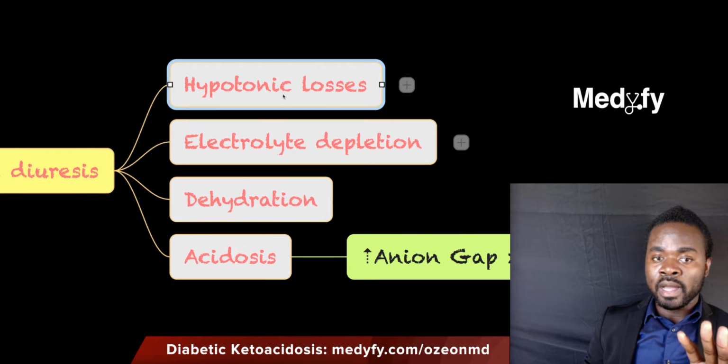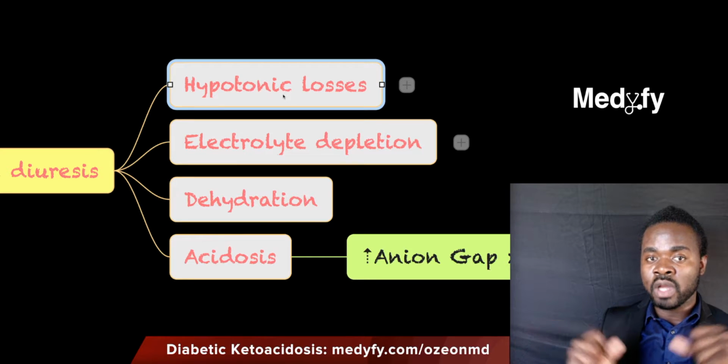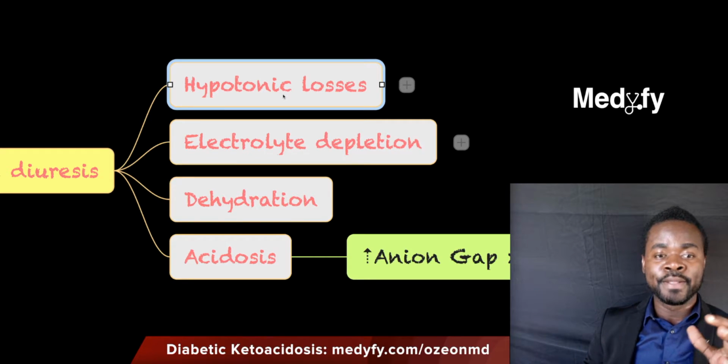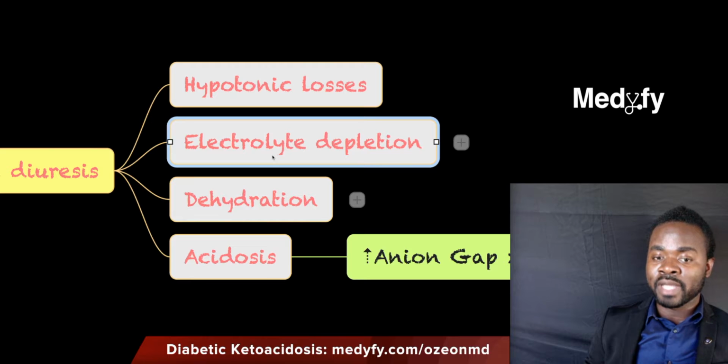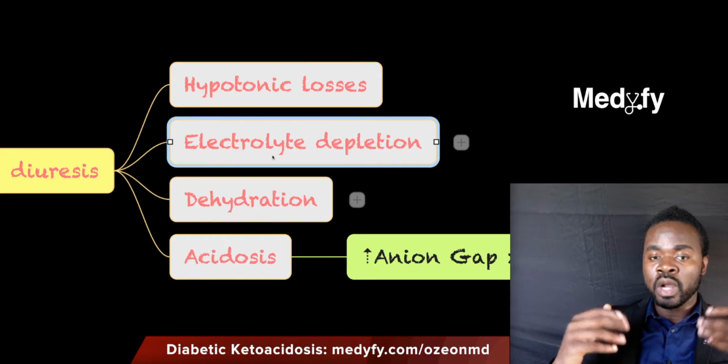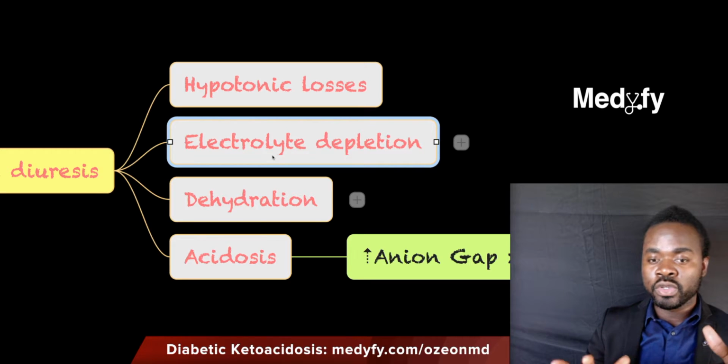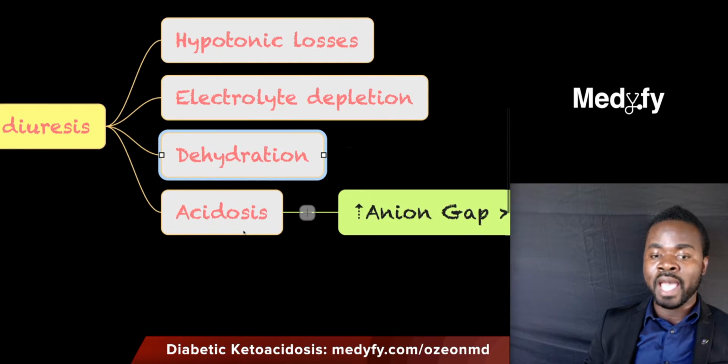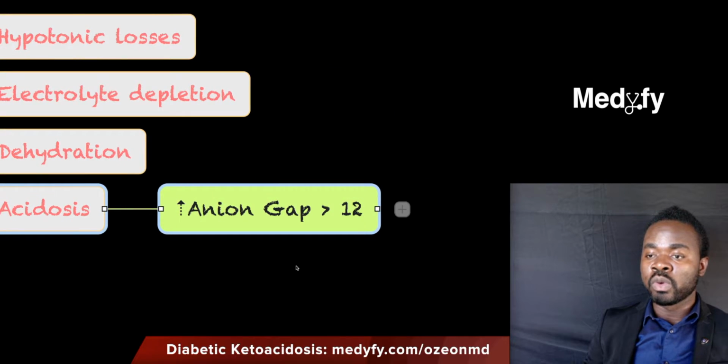So hypotonic losses, meaning that you have high osmolarity, and so you're pulling a lot of water from your environment. You may also have electrolyte depletion, meaning that you are excreting a lot of your sodium and your chloride and potassium through your urine. Okay, potassium can also be pulled into the cell, so you may have a hypokalemia. And the dehydration, again, you're getting rid of a lot of water, and then acidosis, of course, because you will build up a lot of ions.